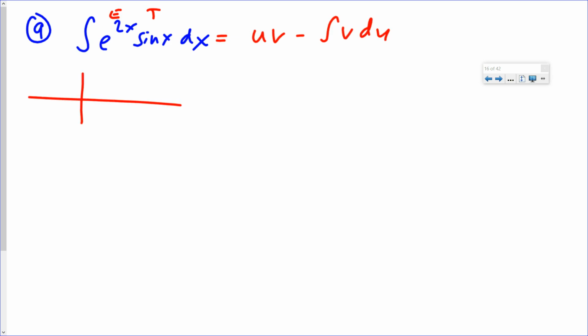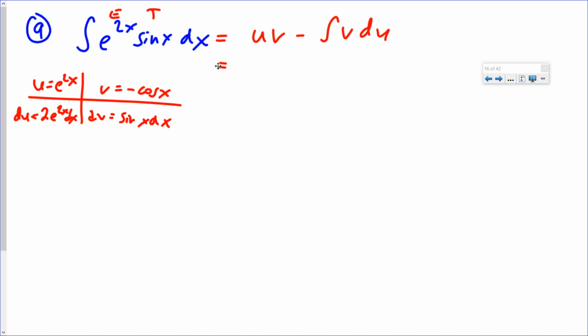My u is going to be e^(2x). My dv is going to be sine x dx. The derivative of u is going to be 2e^(2x) dx. The integral of sine x is negative cosine x, right?